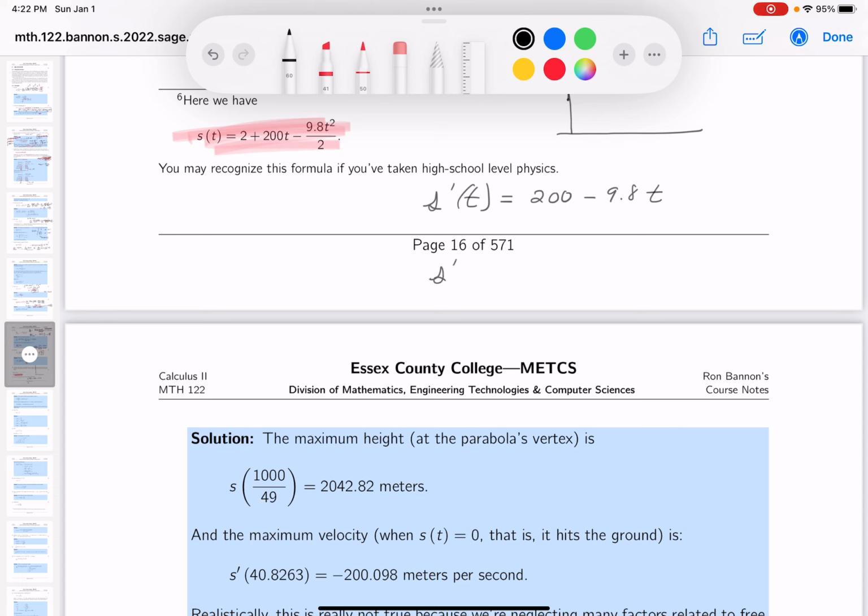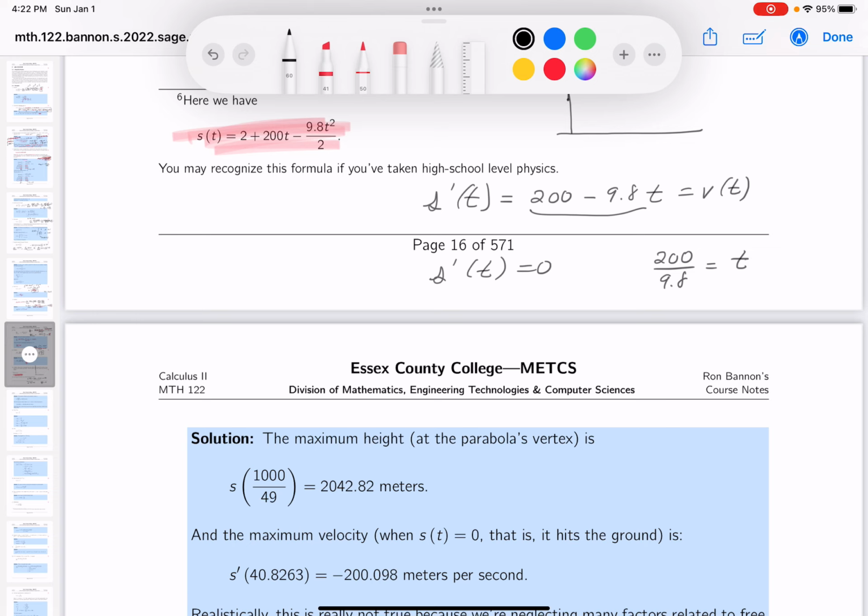It's when S prime, that's the velocity, by the way. This is the velocity function. It's going to stop when this thing becomes zero. And when does that happen? When 200 divided by 9.8 equals T.